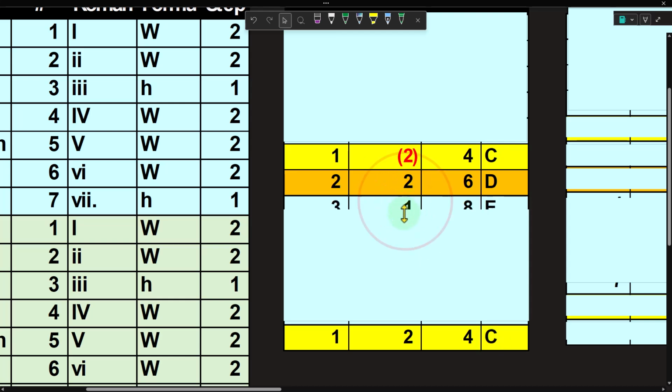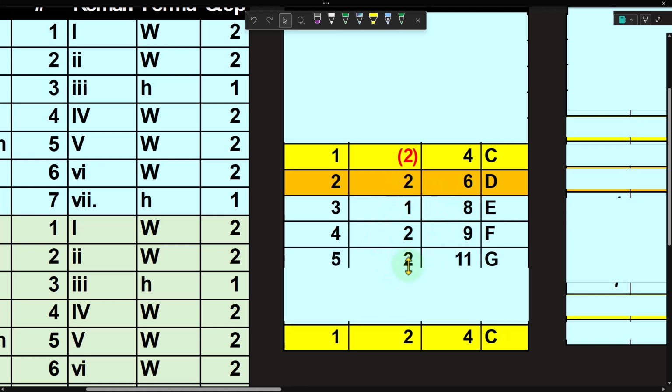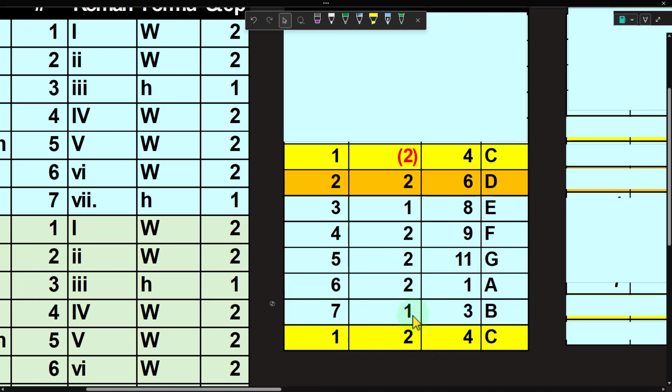Or I could count it out. I can say, well, 6 plus 2 gets me to 8. 8 plus 1 gets me to 9. 9 plus 2 to 11. 11 plus 2 gets me to 12, 13. But it goes around the horn. There's only 12 notes. So back to 1. And then 1 plus 1 half step gets me to 3. And then finally, 3 plus the 2 gets me to 4. So obviously, in this case, it would make a lot more sense to go back 1 than go up that distance.